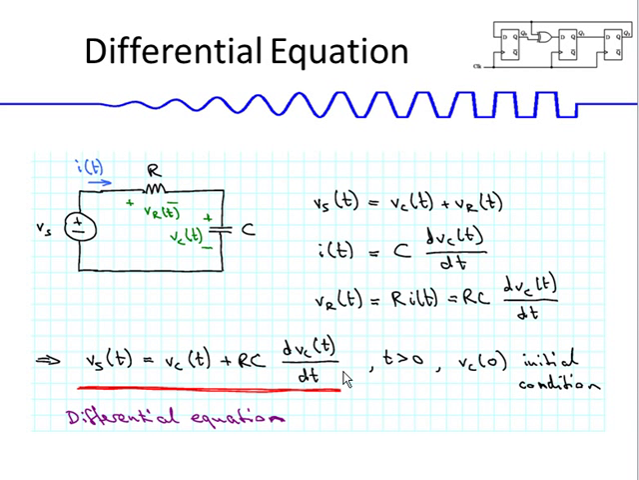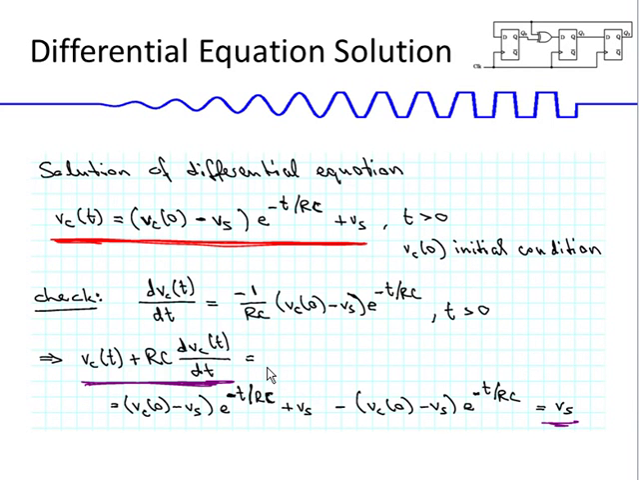So now we have Vs is equal to Vc(t) plus RC times dVc(t)/dt for time greater than 0, with an initial condition Vc(0), which is the initial voltage across the capacitor. That's a first order differential equation with constant coefficients, and what we would like to do is solve that for Vc(t). The actual method of solving is not something we want to do in this class, so we just write down the solution, which we have over here.